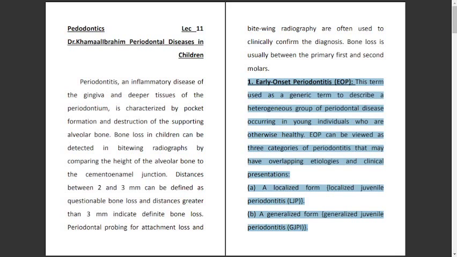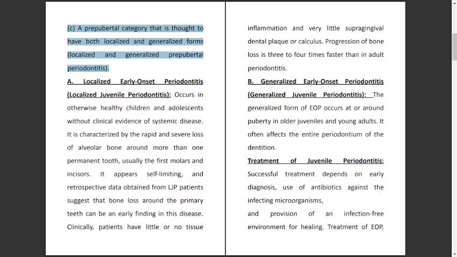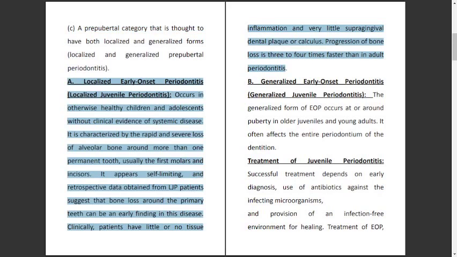A. A localized form, localized juvenile periodontitis, LJP. B. A generalized form, generalized juvenile periodontitis, GJP. C. A pre-pubertal category that is thought to have both localized and generalized forms, localized and generalized pre-pubertal periodontitis. A. Localized early onset periodontitis.